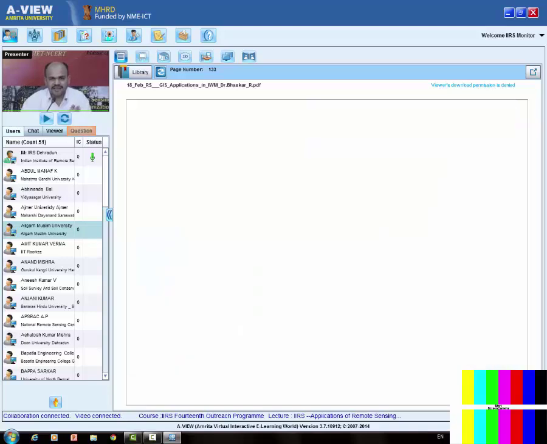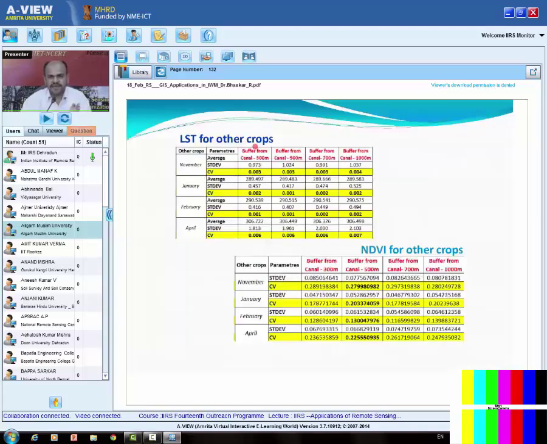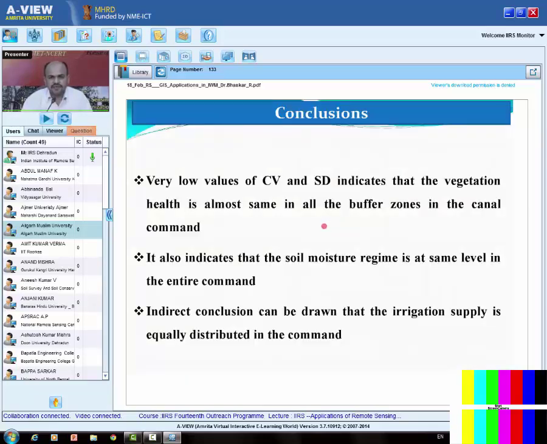And in this analysis, ideally, if my canal is supplying water adequately within its command, the vegetation index of a particular crop and LST under that crop should be the same. So there should be less deviation, there should be less variance. So we have tried to calculate the CV and standard deviation, and what we could conclude here is that because the CV and standard deviation values were almost negligible, we can conclude that equitable distribution is there.